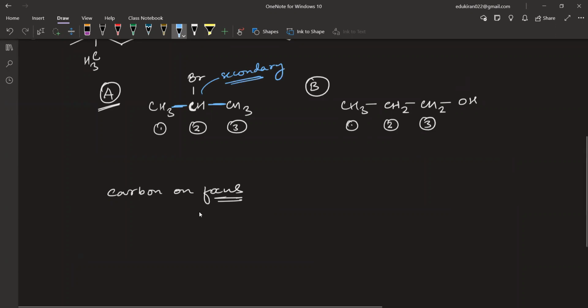Now in the B question, tell me which of the carbon is important, 1, 2, or 3? I will tell everything. Tell me for the B one, which is important, 1, 2, or 3? Look at the molecule and tell me. Don't be in a hurry.